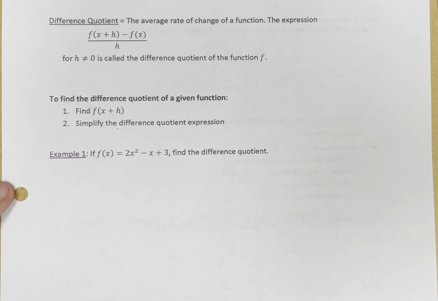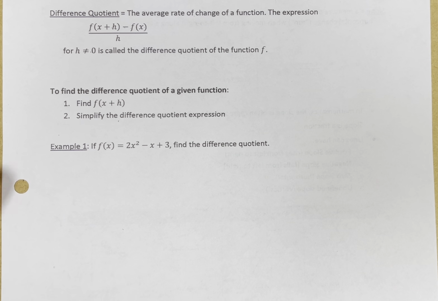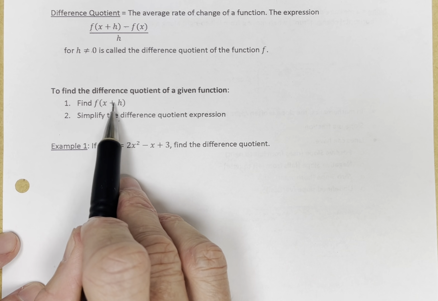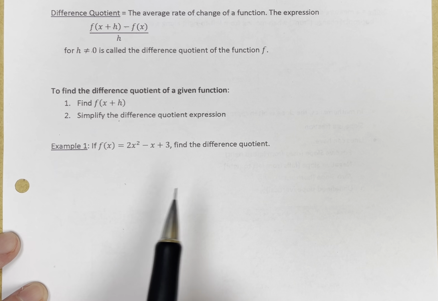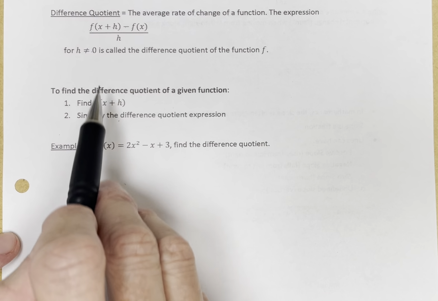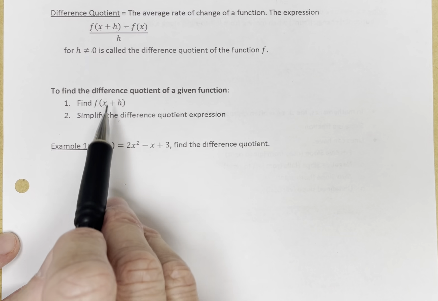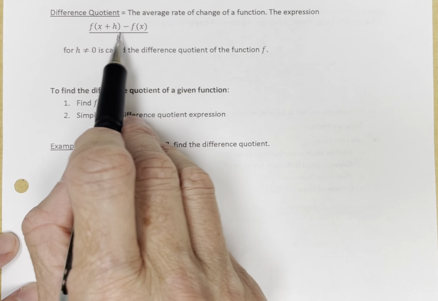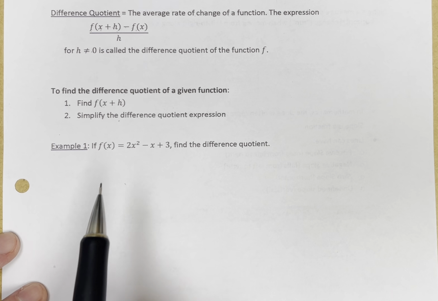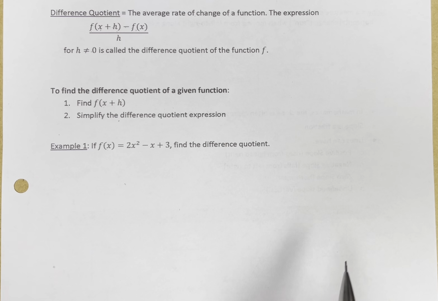Okay, how do we find it? Well, we find it by first calculating f of x plus h, and then we're going to substitute in. We're going to substitute what we have here for here. We're going to substitute f of x in here. We're going to put h in for here, and we're going to simplify this expression.